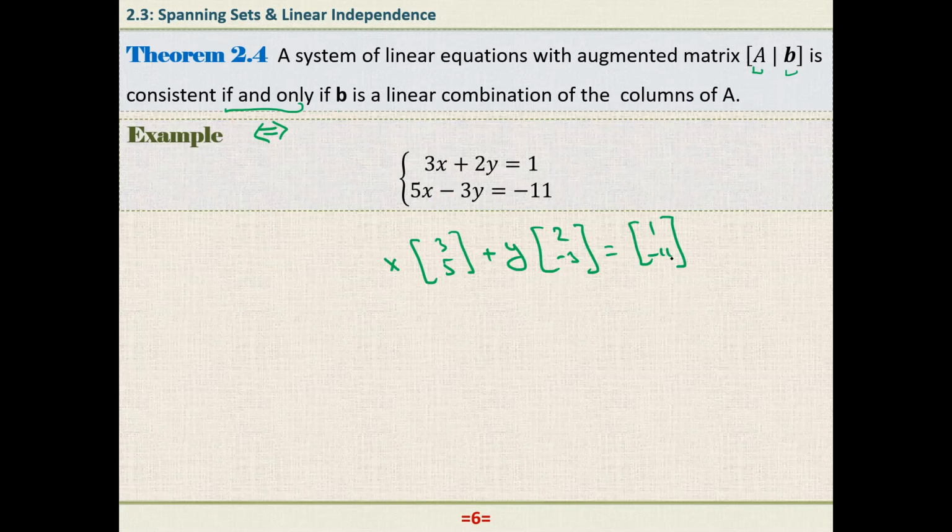So can we write b as a linear combination of these two vectors? That means, can we find suitable x and y such that when I multiply the first vector by x, multiply the second vector by y, and add them up, it gives us this vector? If so, the system of linear equations with this augmented matrix is consistent. If it is consistent, then b can be written as a linear combination of the columns of A.